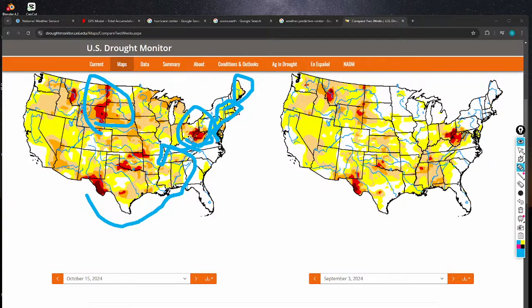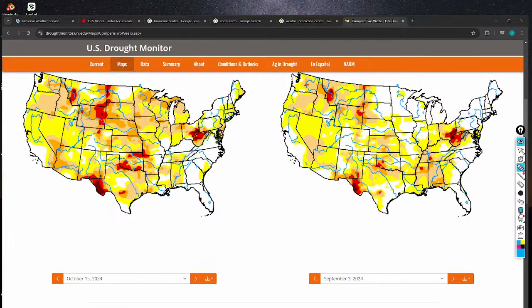More than 1, 2, 3, 4, 5, 6, 7, 8. So 8 states. There's only 8 states that don't have a bad drought for their entire state, but pretty much all of the other parts of the country have a drought at the moment.